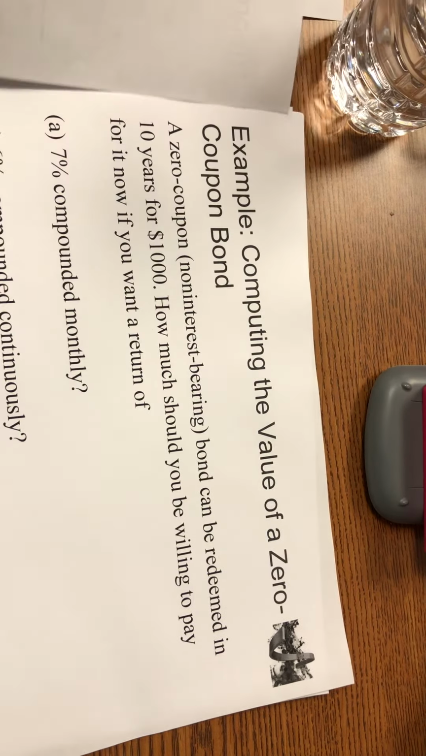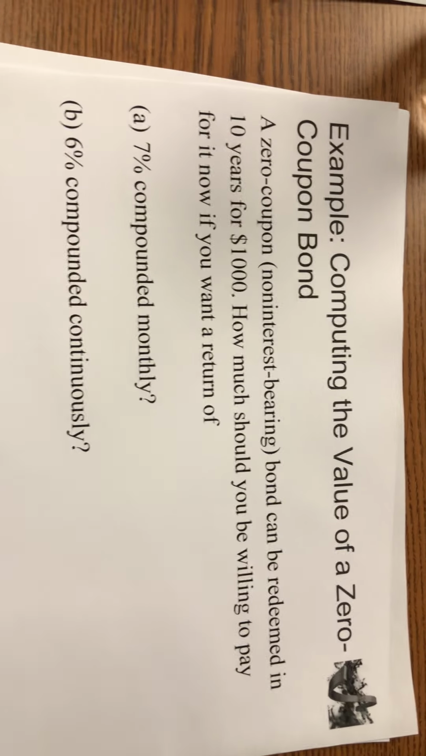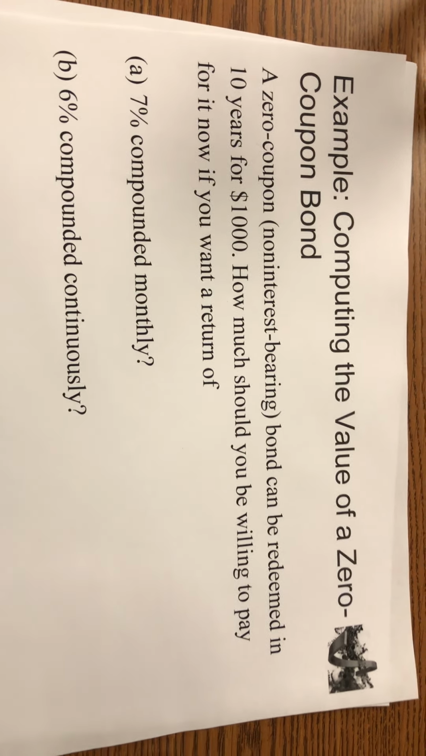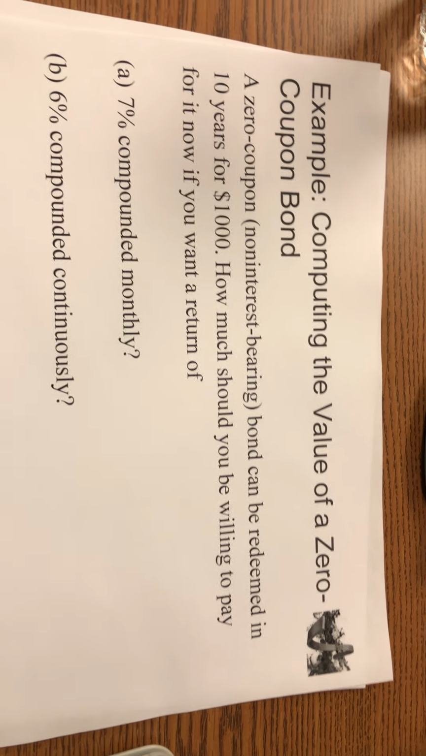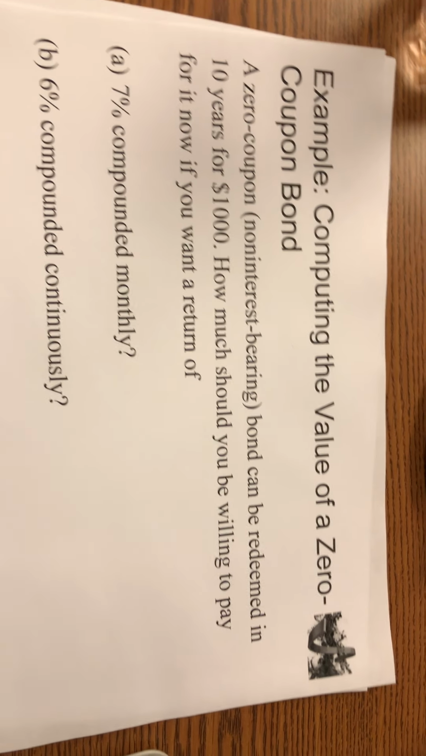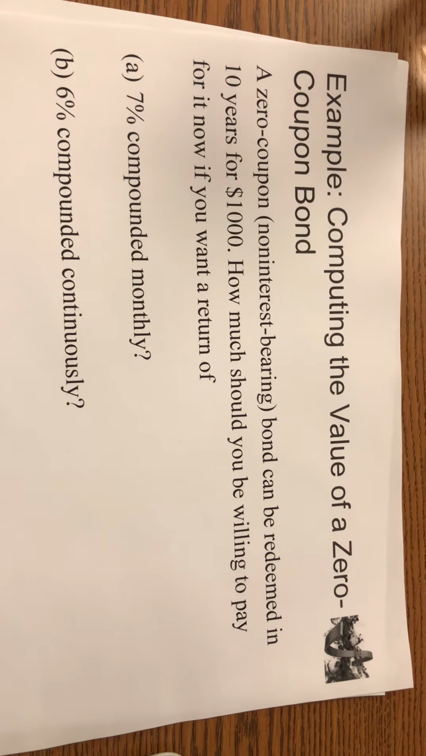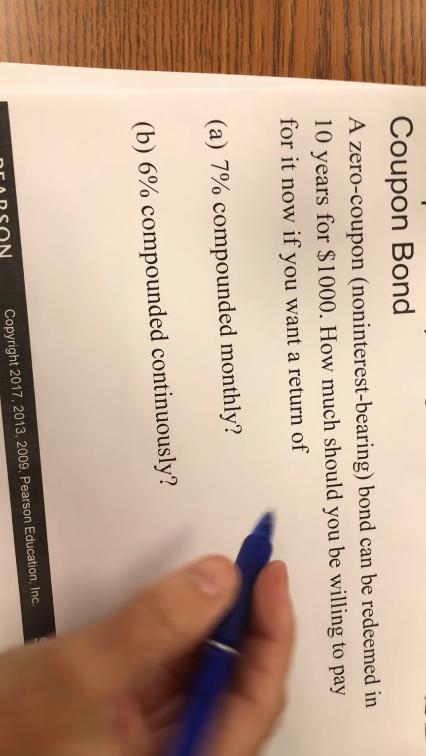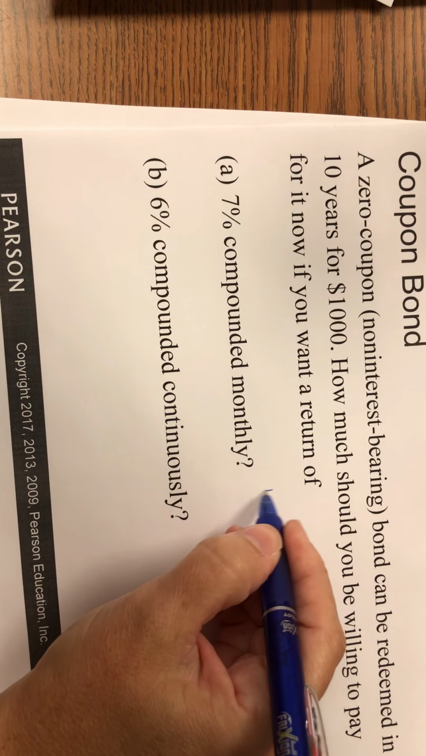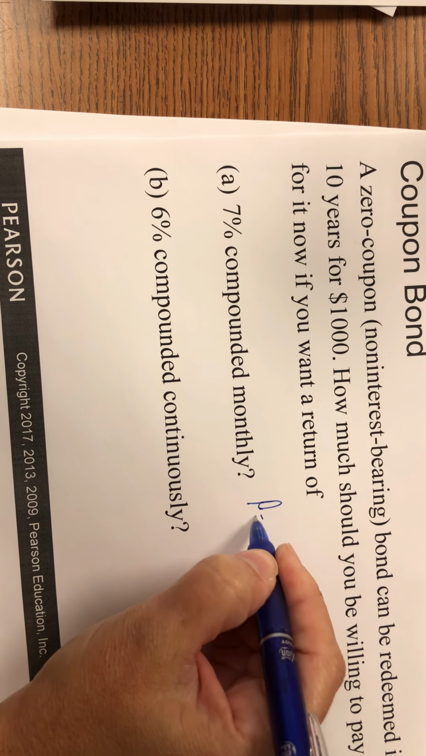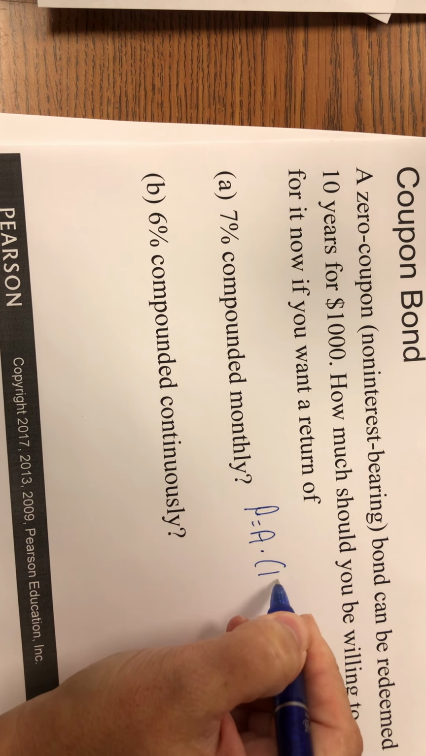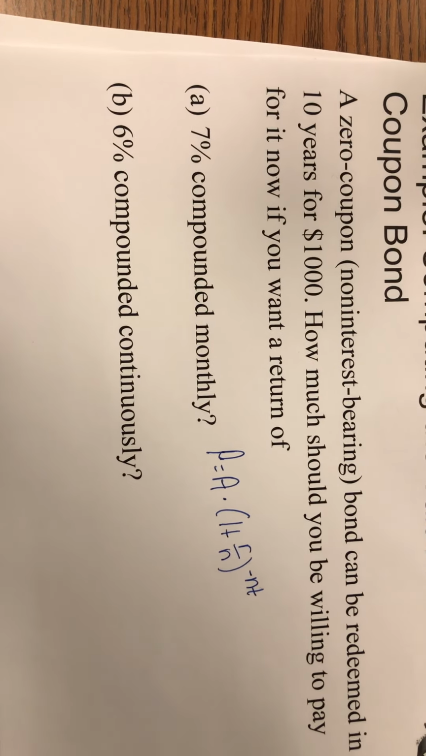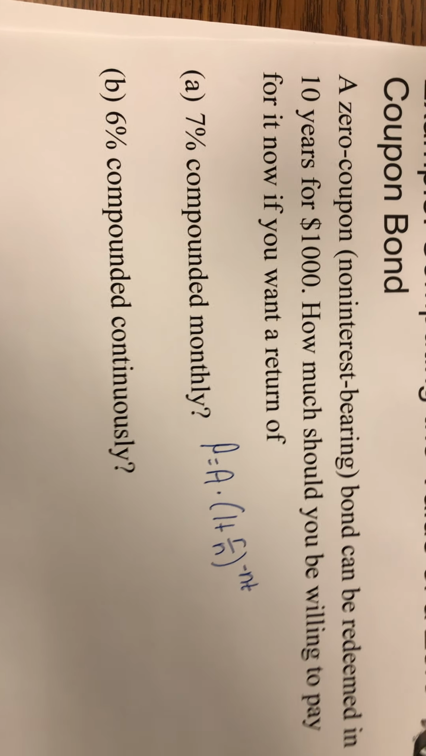Okay, so let's work out a problem. We have a zero coupon, which is a non-interest bearing bond. It can be redeemed in 10 years for $1,000. So the $1,000 isn't your principal. That's what it's going to be worth 10 years from now. How much should you be willing to pay for it now if you want a return of 7% compounded monthly? So the formula for finding P instead of A is going to be P equals A times (1 plus R over N) to the negative NT. Switch your A and your P and make your exponent negative.